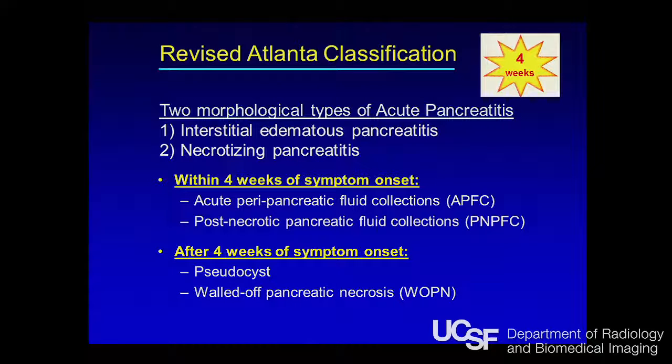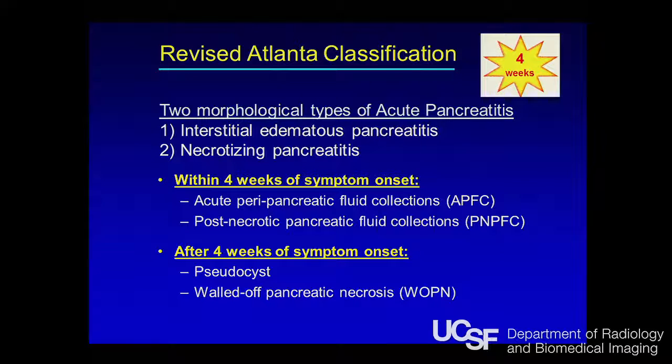Now, the original Atlanta classification was developed back in 1992, so about 25 years ago. And in 2008, a work group was assembled to revise the classification based on the need for more uniform terminology in describing the fluid collections. And I hope that this slide will make it easier for you to understand and to remember the terminology. I put the 4 weeks in that star up on the upper right, just to remind you that 4 weeks really is the time interval that divides the terminology that you're going to use, all right?